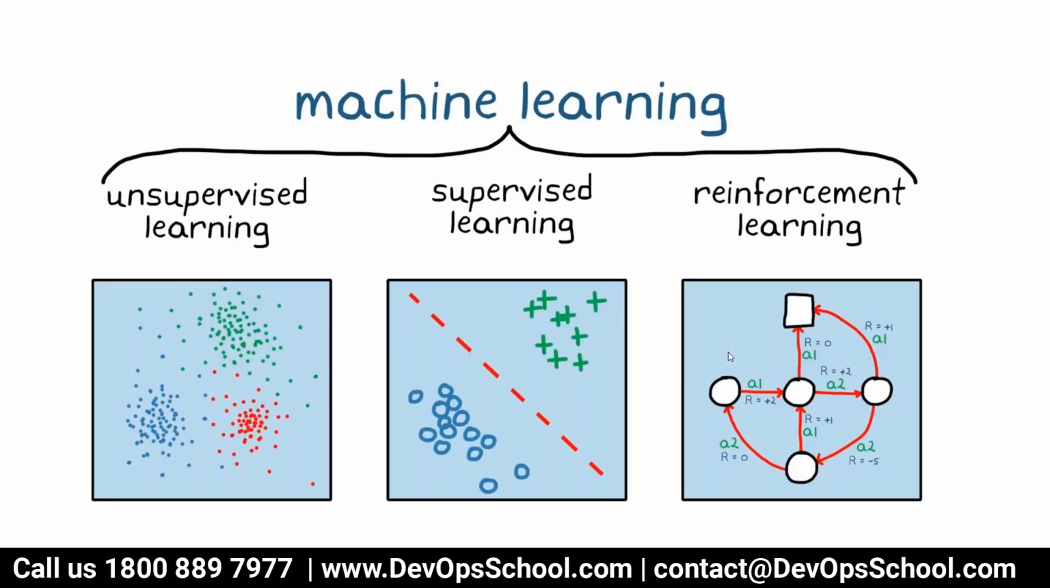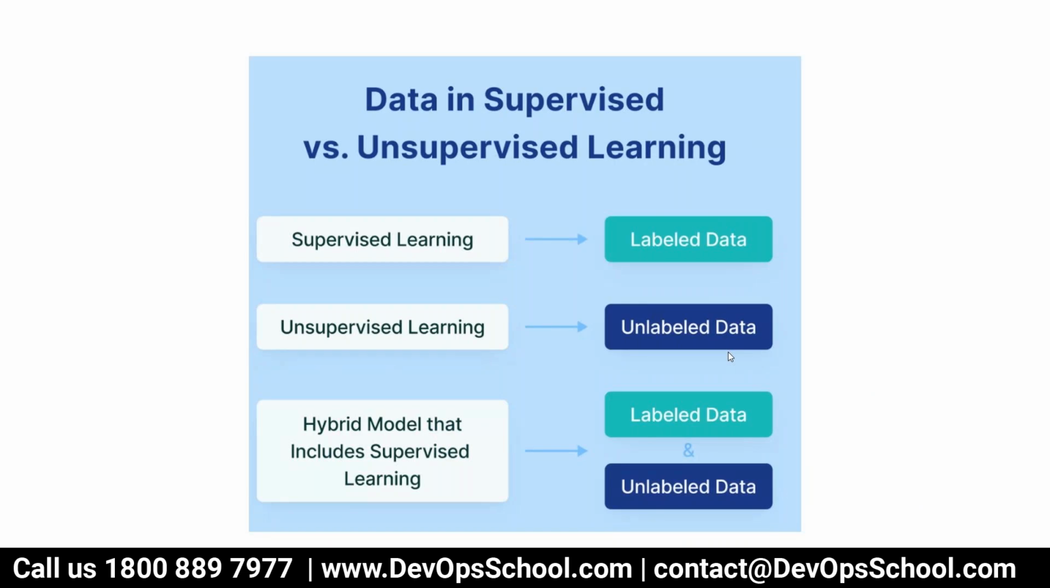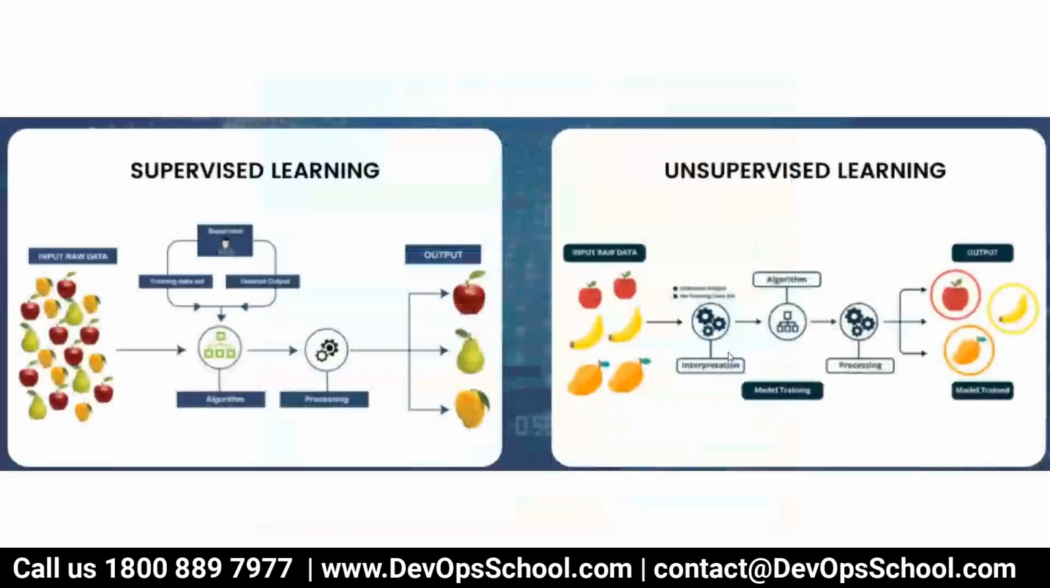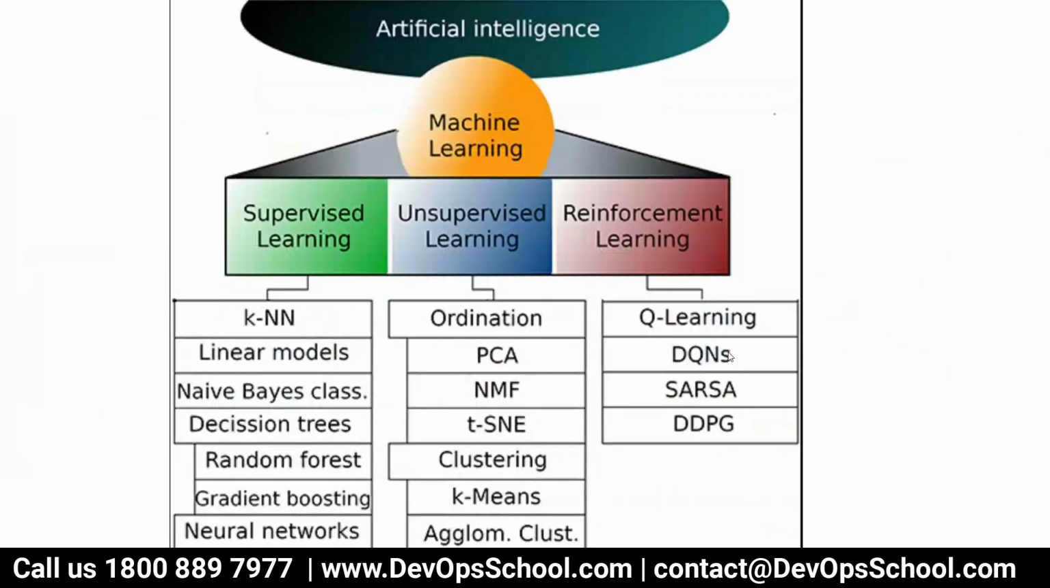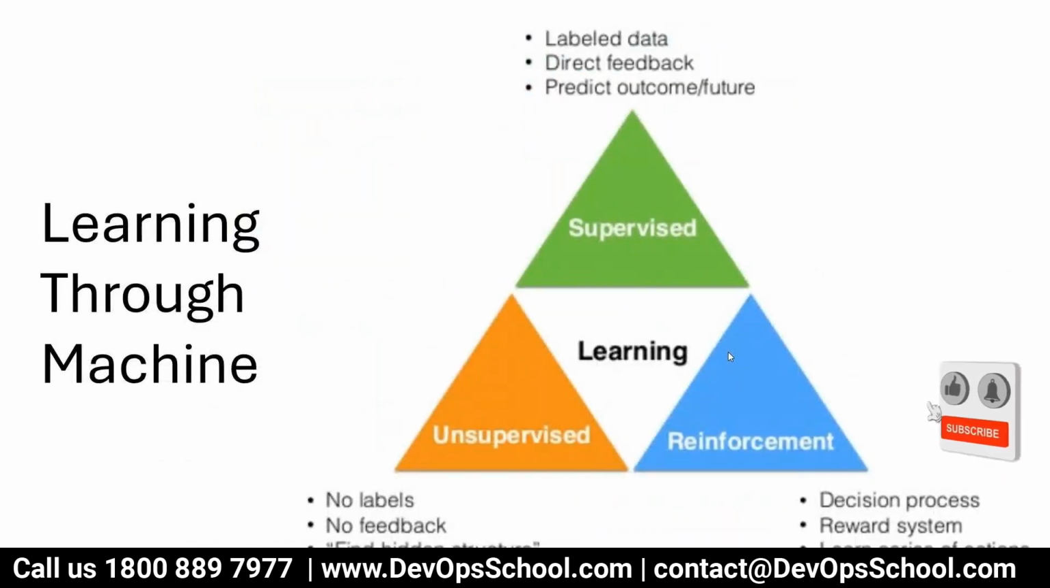Okay, here are the differences. In supervised learning, the data will be labeled. Remember, the data will be labeled. In unsupervised learning, the data will not be labeled. Mind it, that is a major difference. These are some of the algorithms for supervised, unsupervised, and reinforcement learning. Again, you see learning through machine. Supervised: labeled data, you get direct feedback, and predict outcomes, that means you can predict the outcome and future. Unsupervised: data with no labels, no feedback, and find hidden structures. Reinforcement learning: decision process, reward system, learn a series of actions.